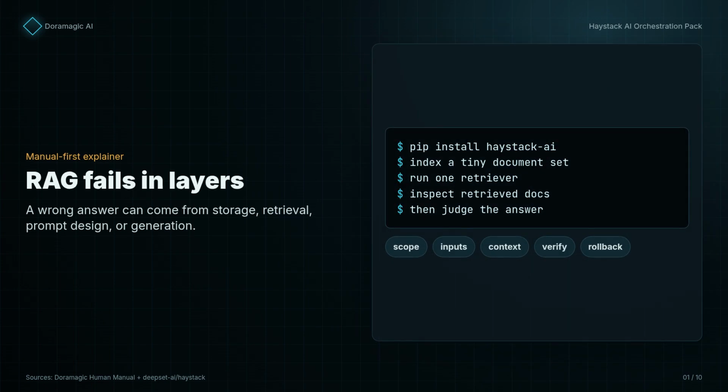RAG looks simple until the answer is wrong and nobody knows whether the problem came from the document store, the retriever, the prompt, or the model. Today we are looking at Haystack through the Doramagic Manual. Haystack is an open-source framework for building production-ready LLM applications with modular pipelines and agent workflows.